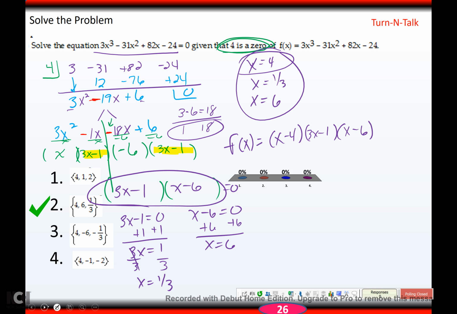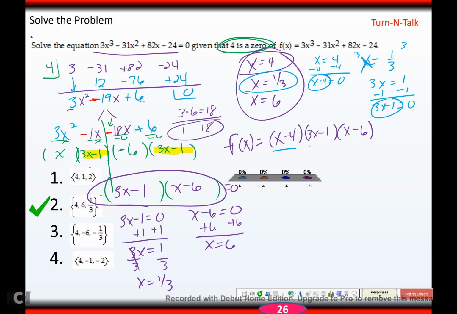Or, if all else fails, you can just do the algebra every time. Since x equals 4, minus 4 on both sides, x minus 4 equals 0, that's where I'm getting the x minus 4 from. x equals 1/3. Multiply by 3, 3x equals 1, minus 1, 3x minus 1 equals 0. That's where I got the 3x minus 1. And my last one, x equals 6, minus 6 on both sides, x minus 6 equals 0. There's my x minus 6.